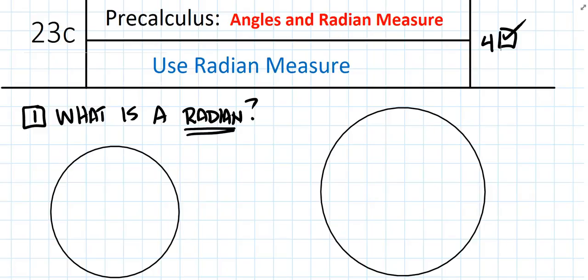Welcome to Precalculus Concept 23C. We're going to use a radian measure, and I have 4 boxes for you.